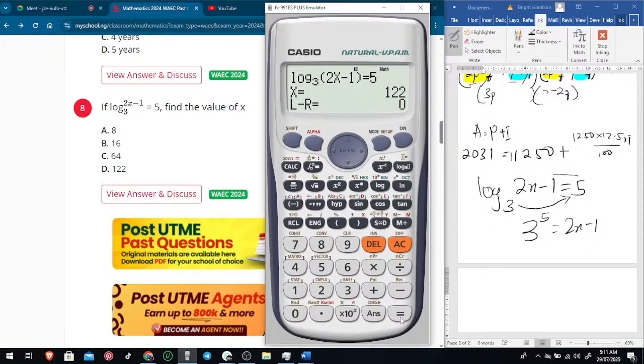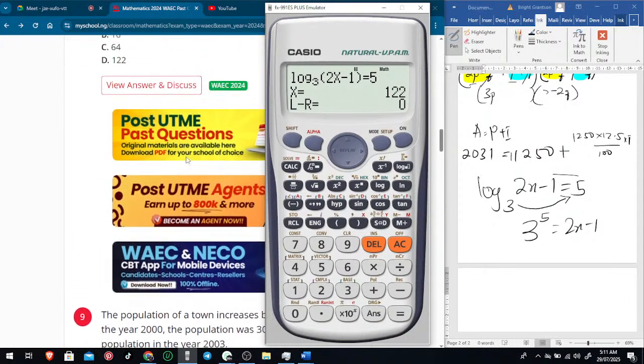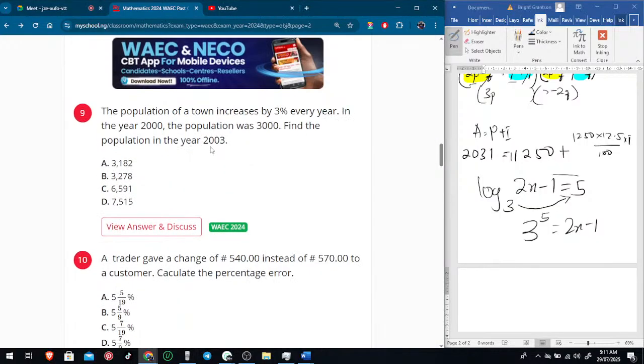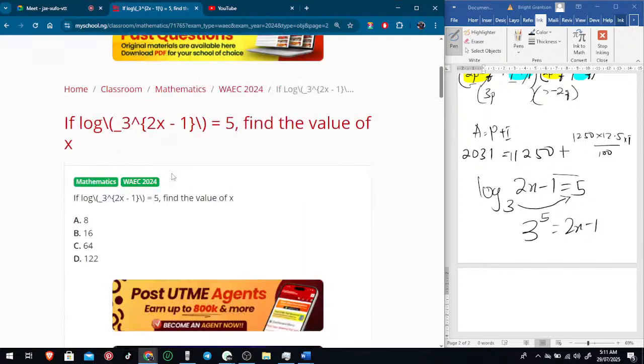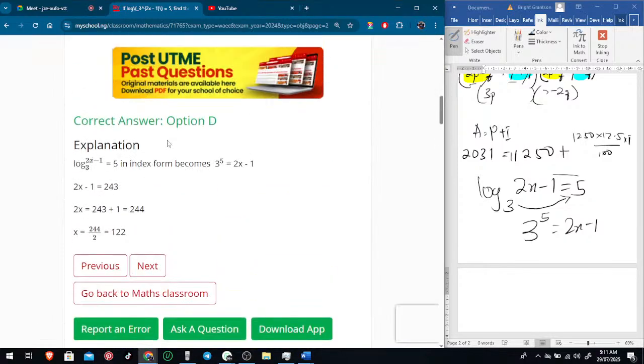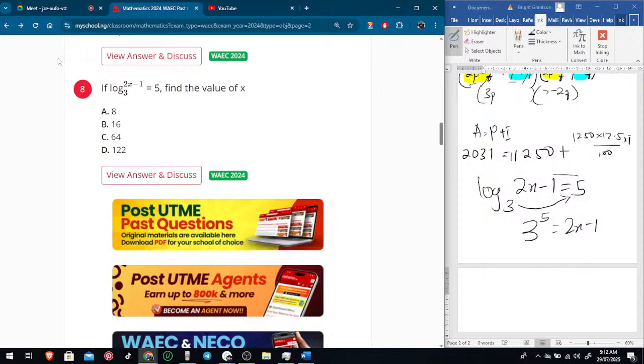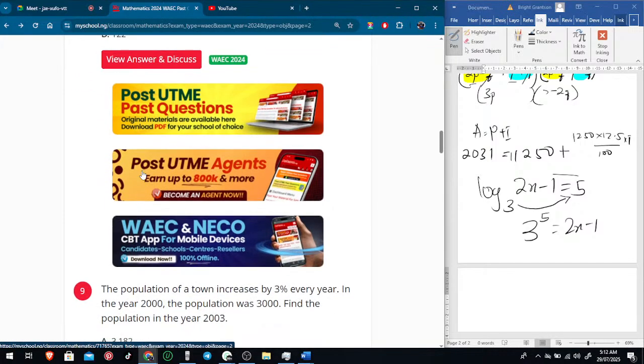The answer is 122, which is D. Now let's look at the next one. If you want to look at the answer, you just click on it and you see the answer in the next tab. The correct option is option D. So let's go to the next one.